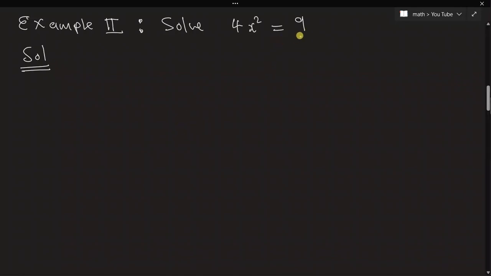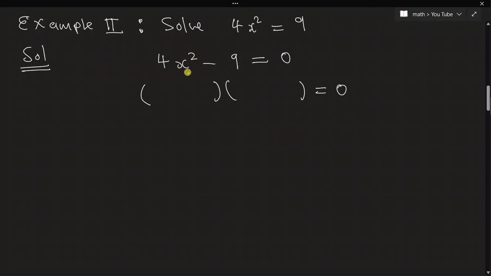So the first thing that we do is make sure that we have 0 on the other side. So we write it in general form. This equation can be written as 4x squared minus 9 equal to 0. Every time you have two terms and both terms are perfect squares, that's a category 2 problem. To solve it, you just open up two brackets and equate that to 0.